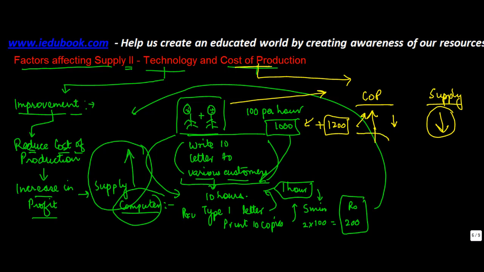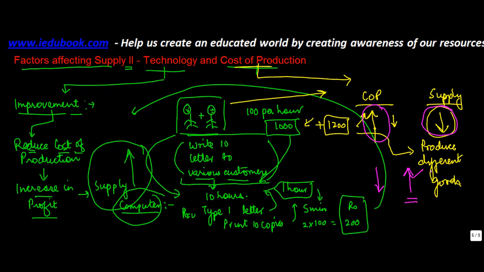If the profit decreases, the seller will reduce the supply of these goods. Why? Because he will say, okay, let me produce different goods. Hence, an increase in the cost of production results in a reduction in supply, because the producer might want to produce different goods. At the same time, a reduction in the cost of production will increase the supply of goods because the profits are going to increase, and therefore the seller would like to produce more and more of these goods.